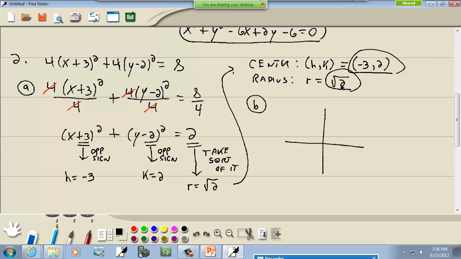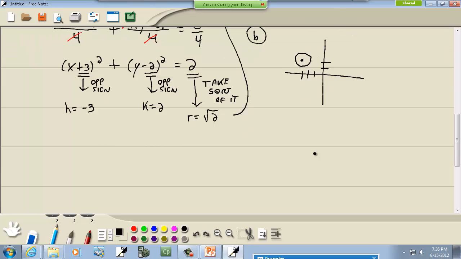Square root of 2, if I plug that in my calculator, square root of 1 is 1. Square root of 4 is 2. So it's somewhere between 1 and 2, a little bit closer to 1 than the other way. So we got negative 3, 2. Go there and put our center. Now I'm going to go a little bit more in distance of 1. And then I'll go around, creating a circle, like that.